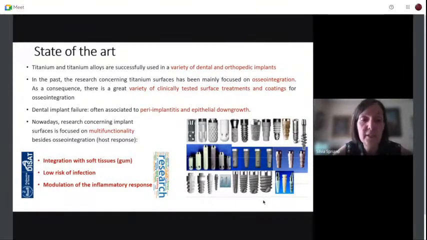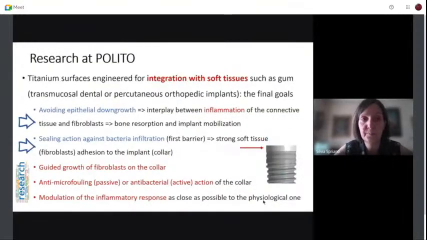I would like to give you an overview of our research at Politecnico about the integration of titanium with soft tissues such as gum, or some surfaces for a low risk of infection and anti-microfouling or antibacterial behavior, and something about the modulation of the inflammatory response. Okay, so the first topic, integration with soft tissues.